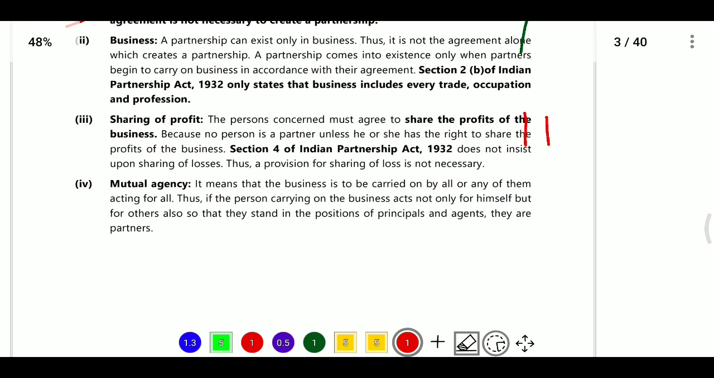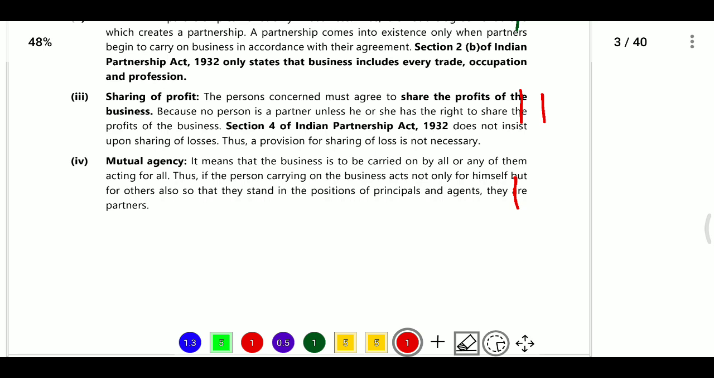Next, sharing of profit. Here partners must agree to share the profits of the business, and losses are generally shared in the same ratio unless agreed otherwise. Normally they will decide profits, and losses will also be shared based on this agreement. If there is no agreement, it is not required to be maintained. Normally the presence of a loss-sharing clause is not necessary, because every person wants to start a business to make profits, not for losses.